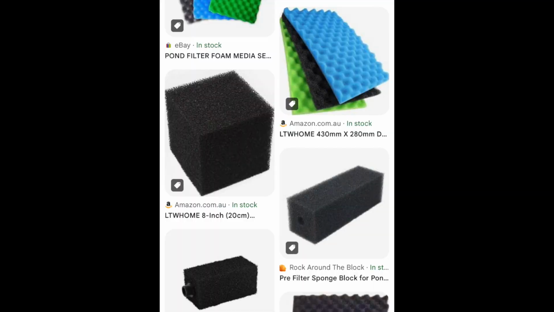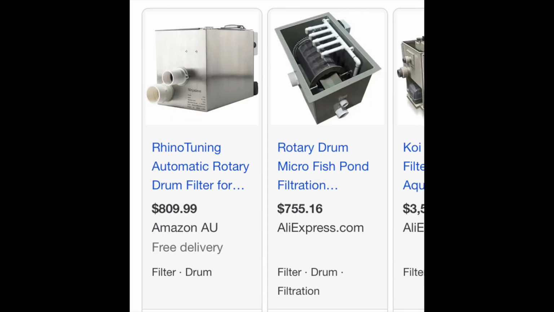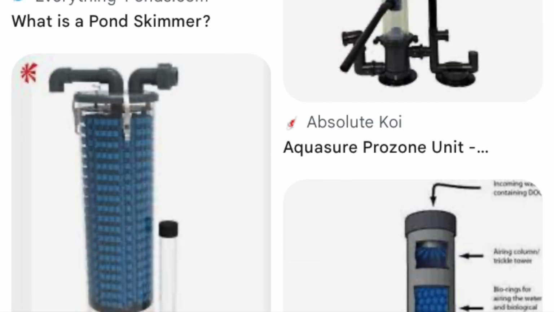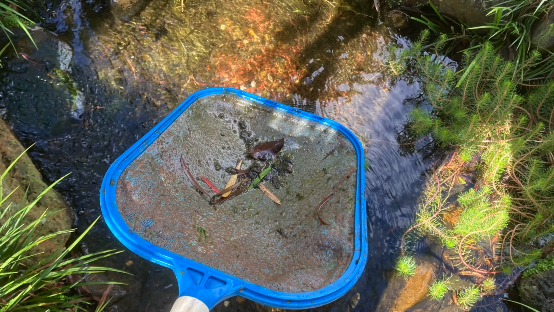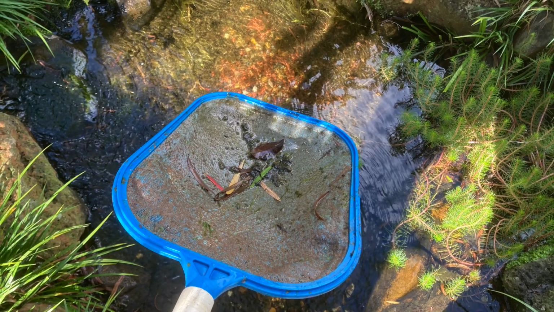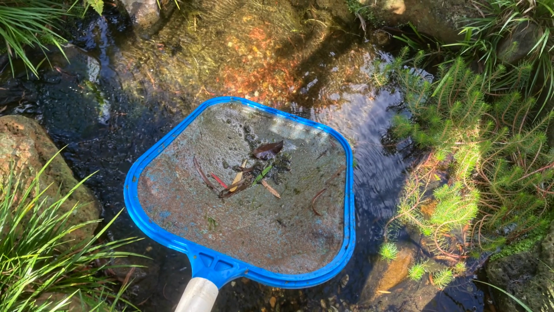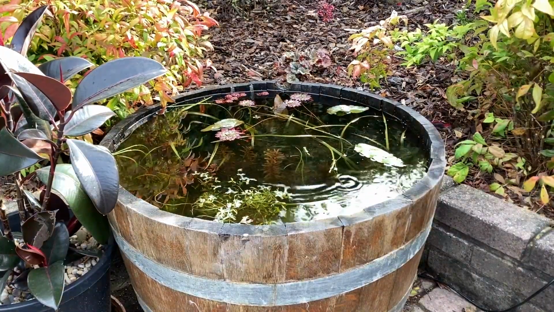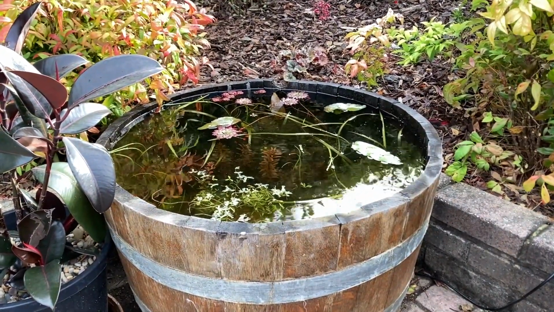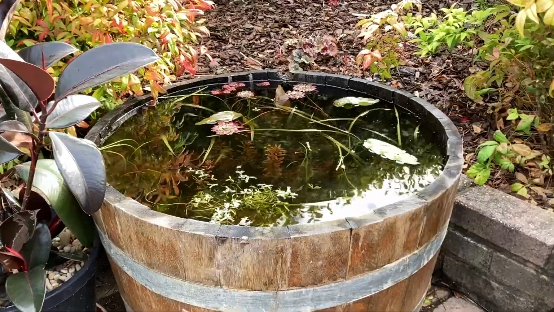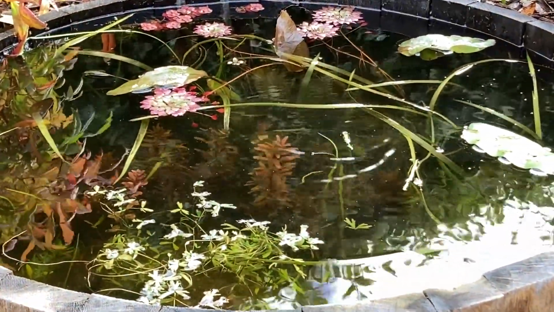Then we have mechanical filters. These will physically remove waste from the pond. This could be simply sponges that get rinsed off, drum filters that auto-clean, or protein skimmers that use oxygen to remove organic compounds. Again, the more physical waste we remove, the less nutrients we should have in the water. Then we have plants. Plants will use phosphates and nitrogen to grow, so they can help starve the algae or blanket weed by outcompeting it.